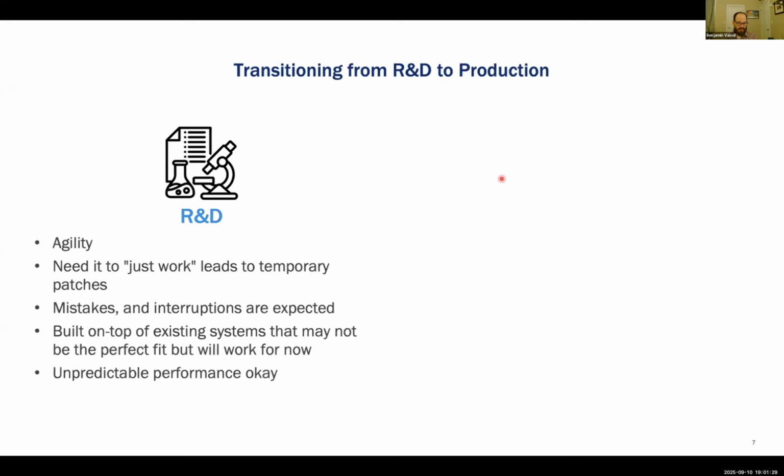Building on top of existing systems is normal, but those existing systems may not be a perfect fit for your technology. And so these systems tend to accrete technical debt because of this. Performance is unpredictable, but that's okay. The inputs and outputs are also unpredictable. We're not really sure what to expect out of it during R&D.